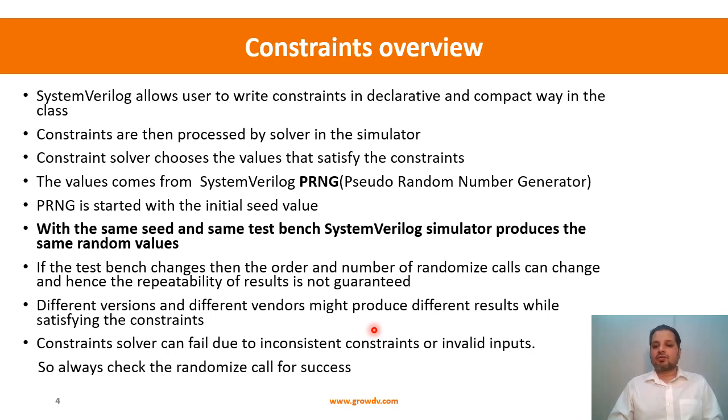Okay, so across vendors that's not guaranteed. What is guaranteed is that if you take the same constraint random test case and run it across 3 vendors, it's not guaranteed to produce exactly the same numbers, but it will satisfy the constraints that you have specified.